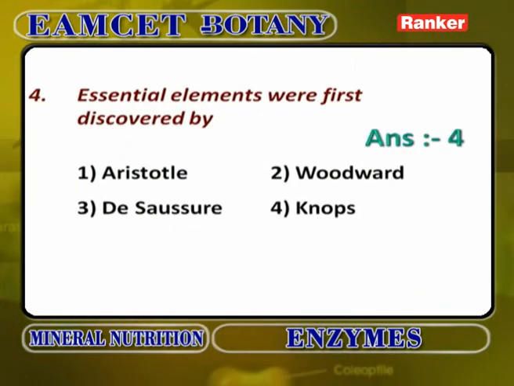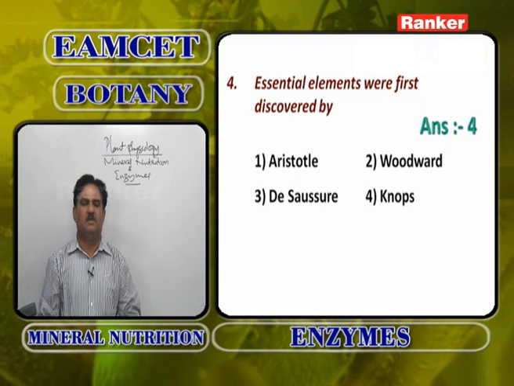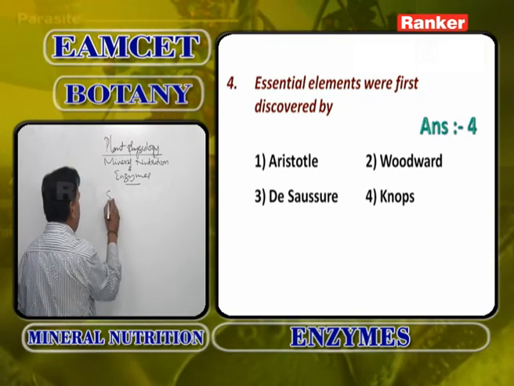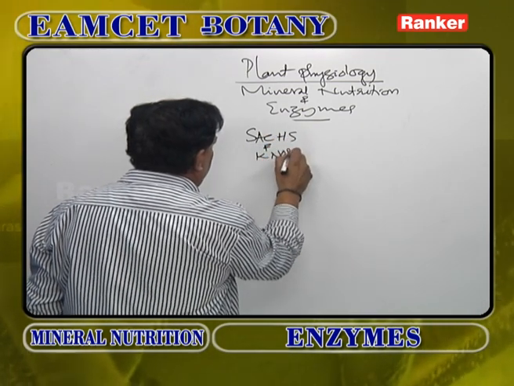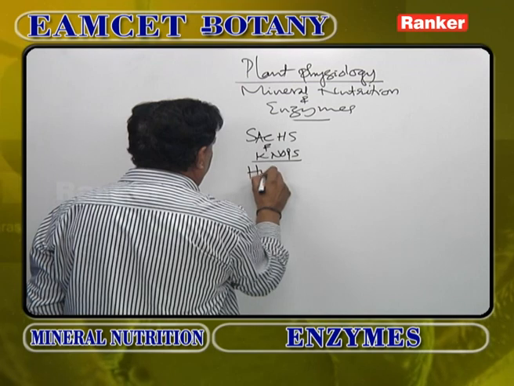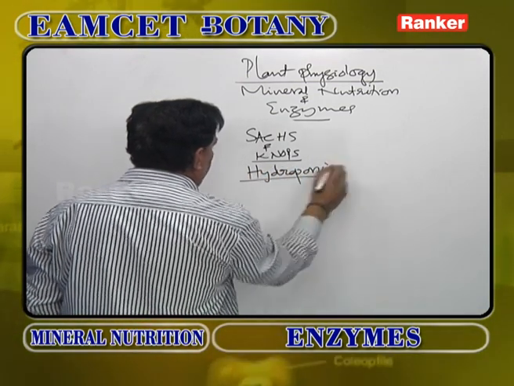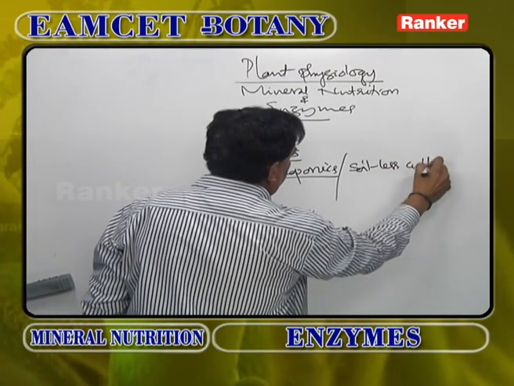Essential elements were first discovered by. Essential elements were first discovered not by Aristotle, not by Woodward, not by De Saussure, but by Sachs and Knox. Sachs and Knox proposed a concept called hydroponics. Hydroponics is also called soilless culture.